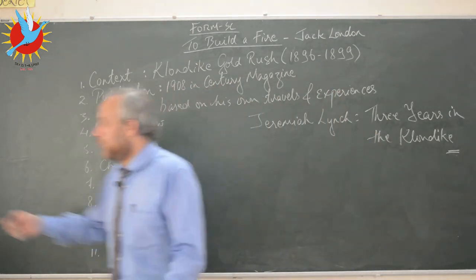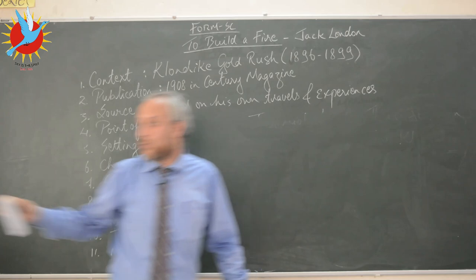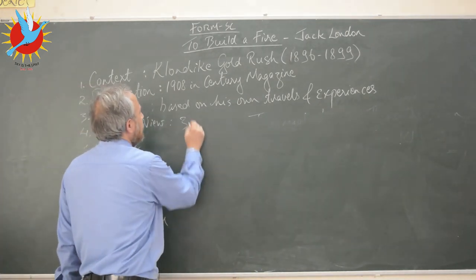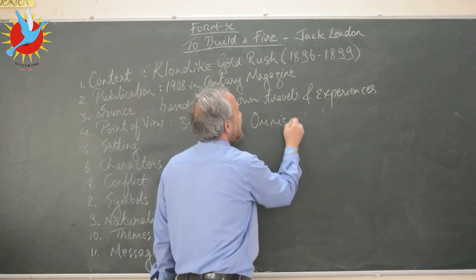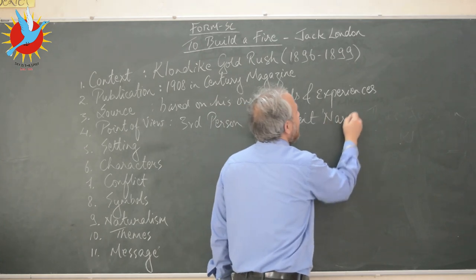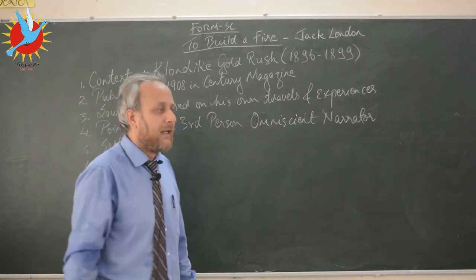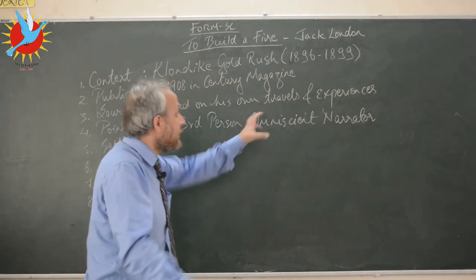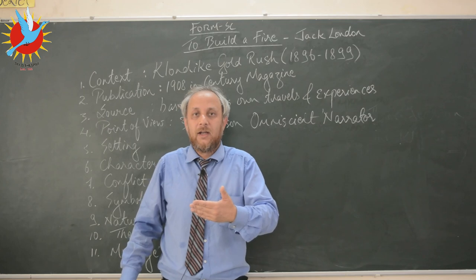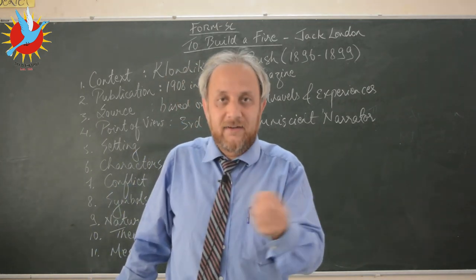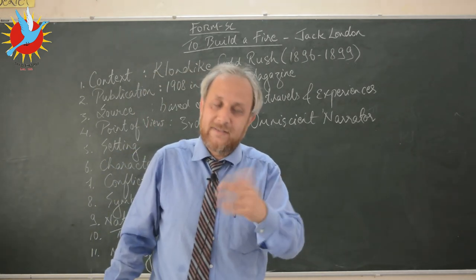Now the point of view, the perspective from which this particular story is told, is third person omniscient narrator. So what exactly do you mean by third person omniscient narrator? It's very, very simple. The narrator is placed outside the story, and he refers to the characters in third person. He uses the pronoun he, the pronoun it, the man, etc.